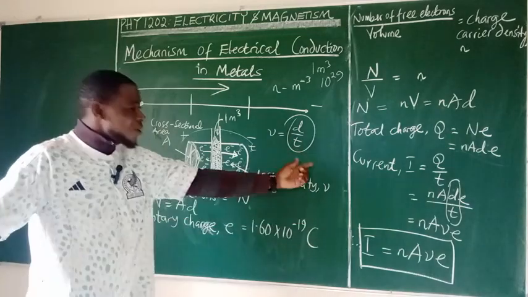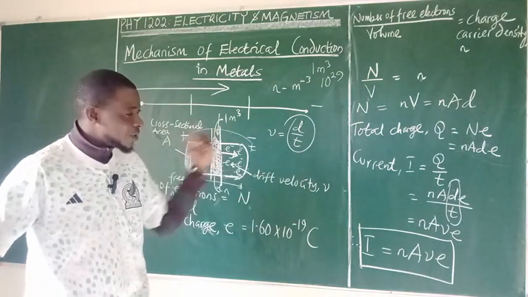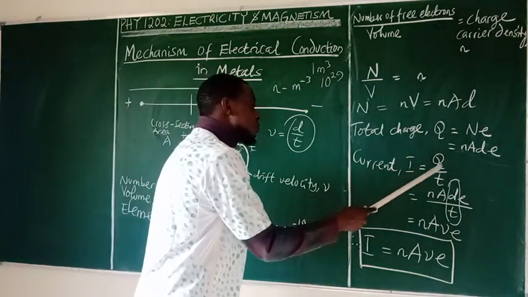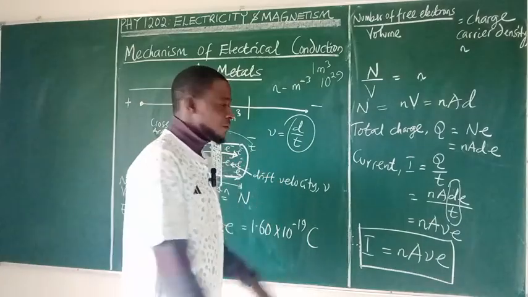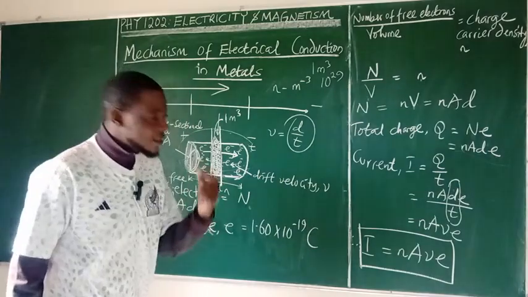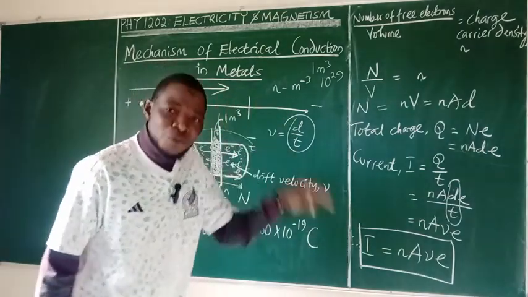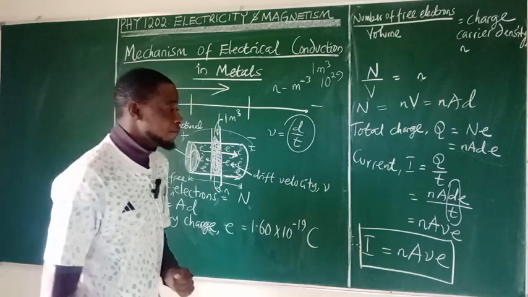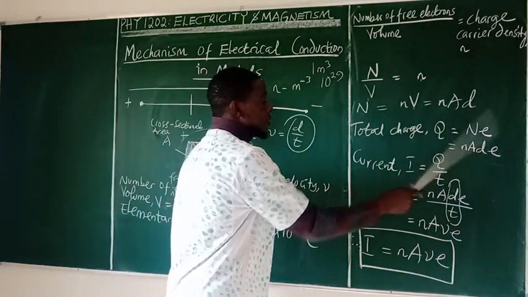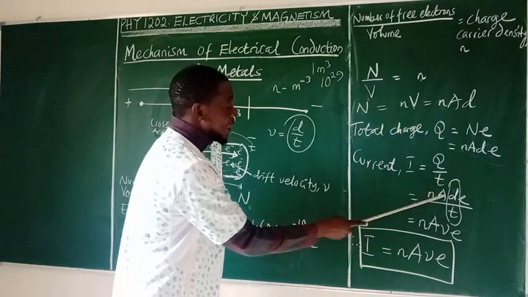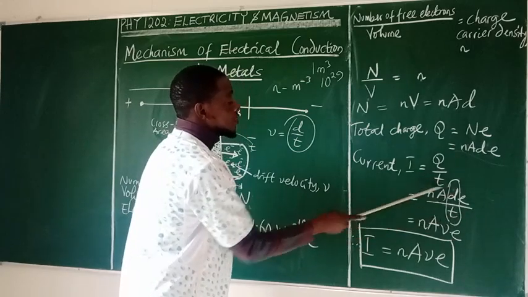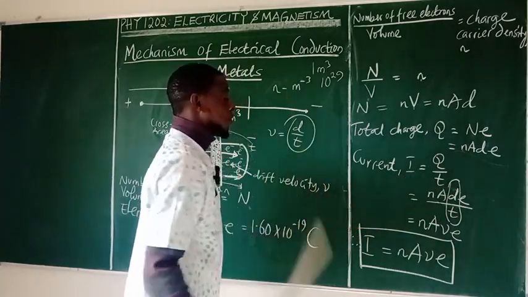Finally, I want to get the formula for current. So I will say current I equals Q upon t. This is from the previous video. The charge divided by the time it takes this charge to flow through the material. So your Q is nAde. So when you put that nAde divided by t, because this one now is substituted for this.